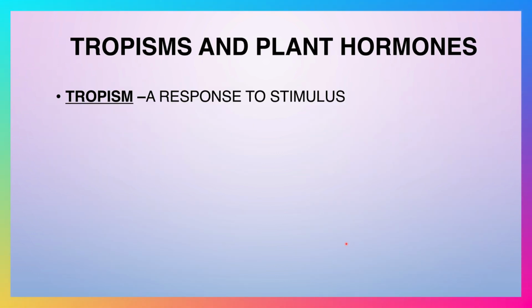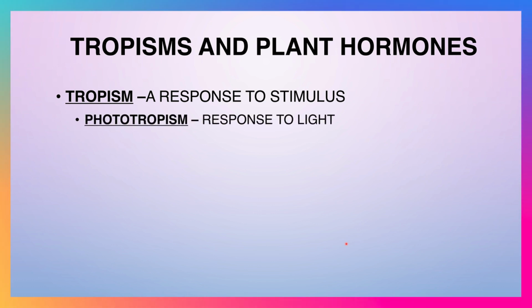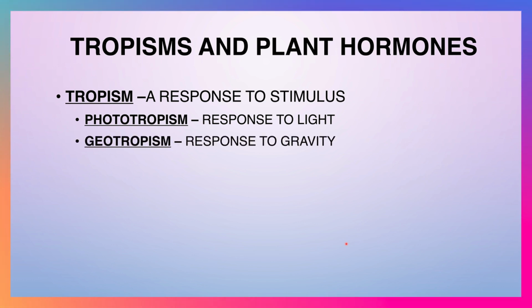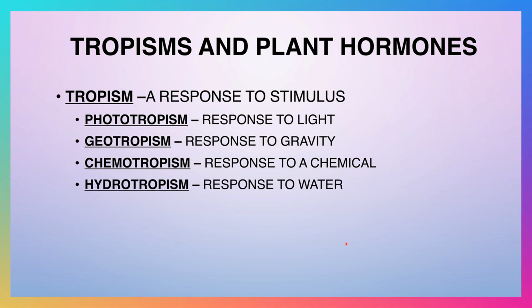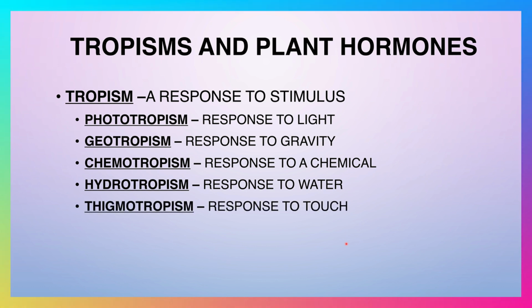Now let's talk for a minute about tropism and how plants respond to stimulus. Tropism is the $50 word for a response to a stimulus, and the stimulus can take several forms. If the stimulus is light, then the tropism is called phototropism. If the stimulus is gravity, then it's called geotropism. If the stimulus is a chemical, it's called chemotropism. If the stimulus is water, it's hydrotropism. And lastly, if the stimulus is touch, it's thigmotropism.